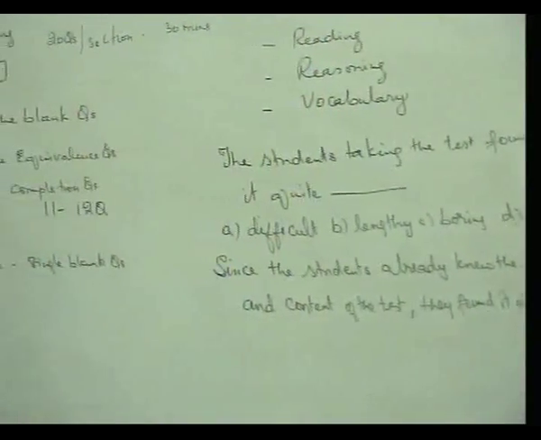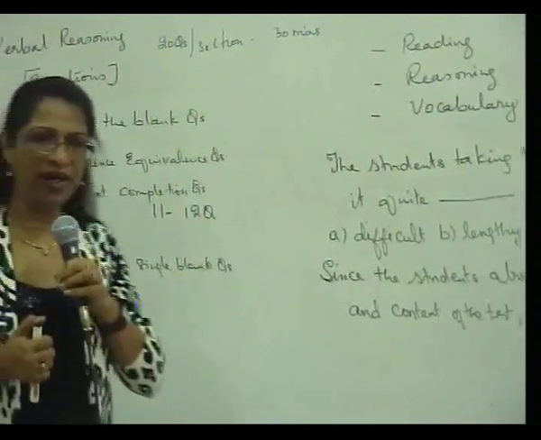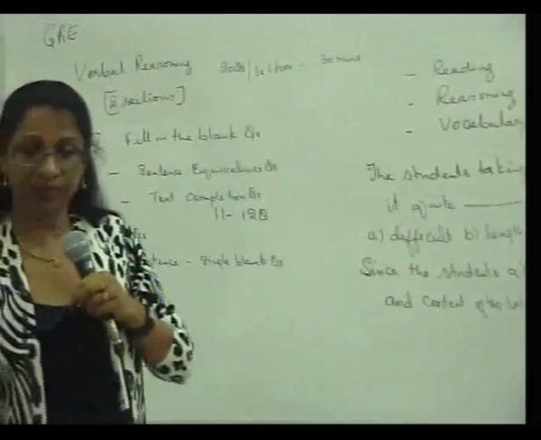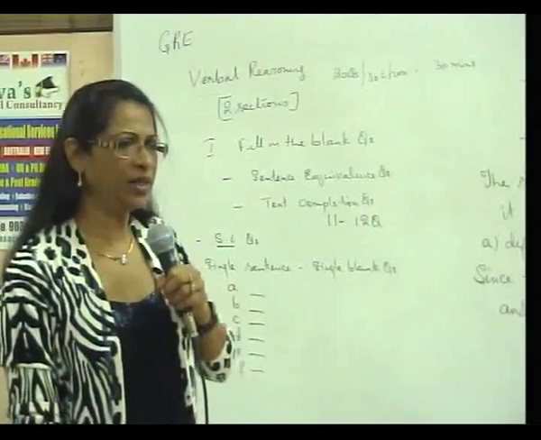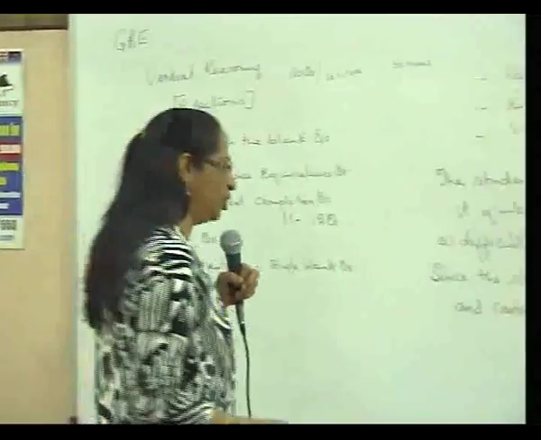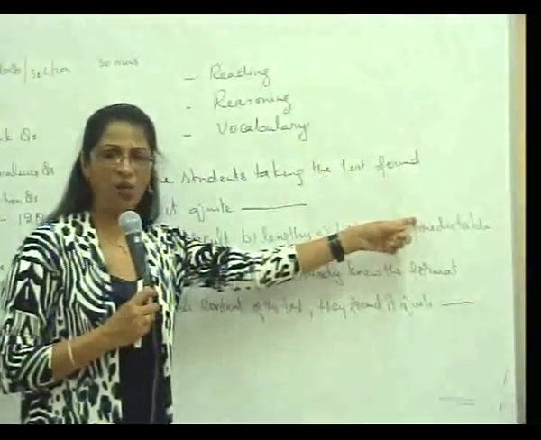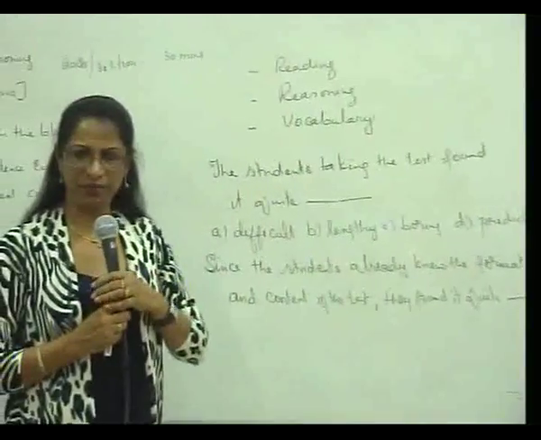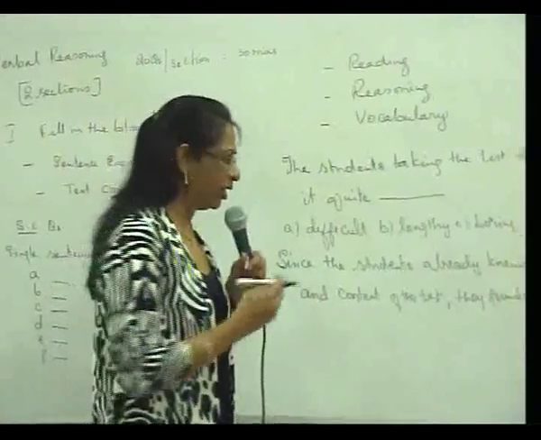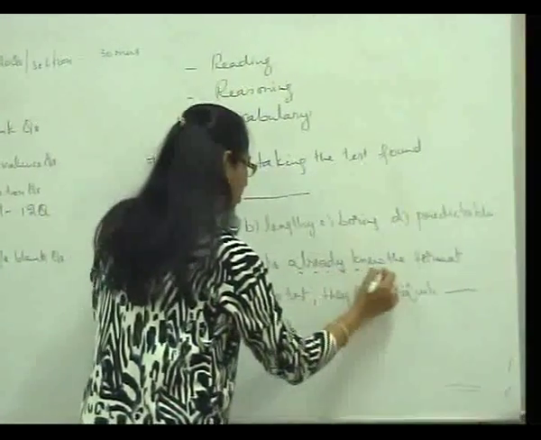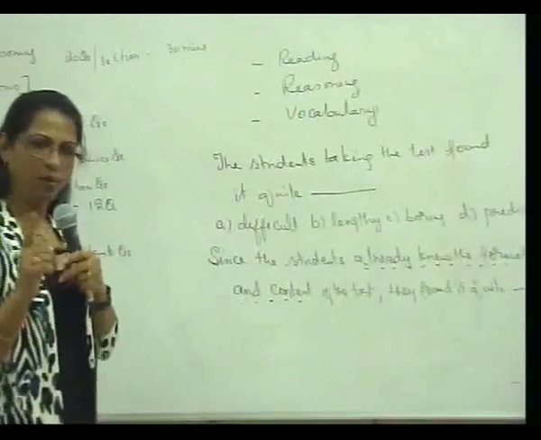Since the students already knew the format and content of the test, they found it quite, now you tell me what could be the answer? Predictable, right? Since the students already knew the format and content of the test, they found it quite predictable. Why was the answer predictable? What told you in the sentence the answer is predictable? Already knew the format and content. So you think the answer should be predictable.